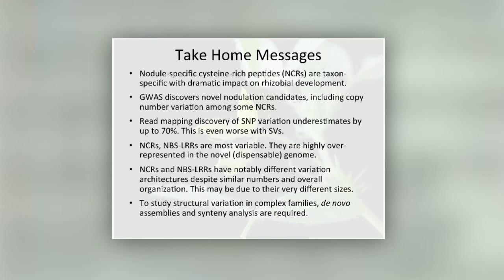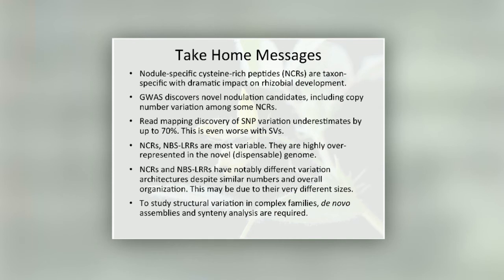I mentioned that read mapping, the older technique from long ago, like 2011, 2012, the old method of finding SNPs, underestimates them by 70%, and that underestimate is even worse when we try to use old next-gen read mapping techniques to do structural variants. That's what SV means, structural variants. That NCRs and NBSLRs are the most variable of all the different kinds of gene families, and they're highly overrepresented in the novel or dispensable genome space.